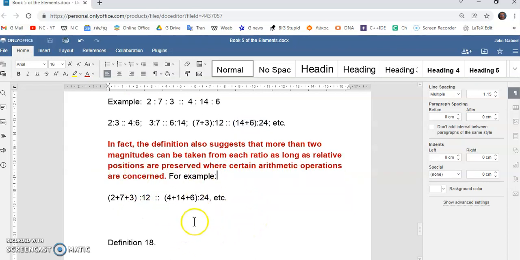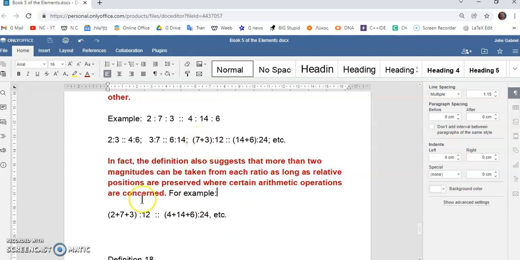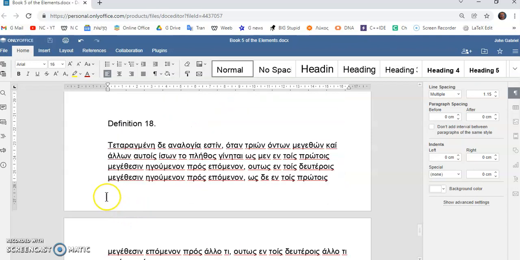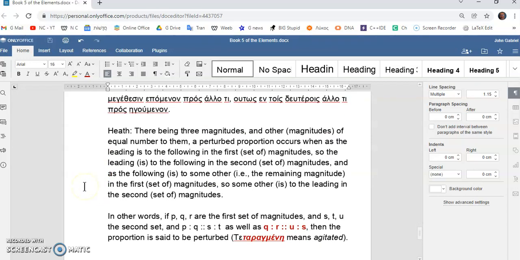So again, you don't only have to say 7 plus 3, you could say 2 plus 7 plus 3 over 12 is in proportion to 4 plus 14 plus 6 to 24. 1 is definitely in proportion to 1, because this evaluates to 1, and so does this. Now, definition 18. What does definition 18 say?